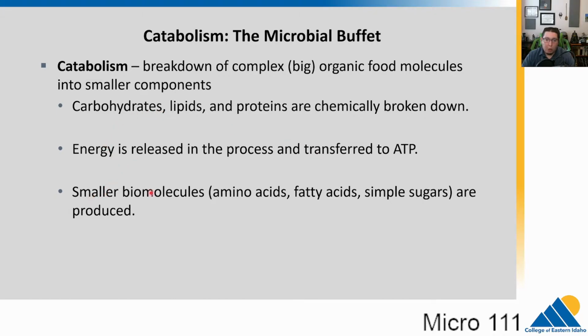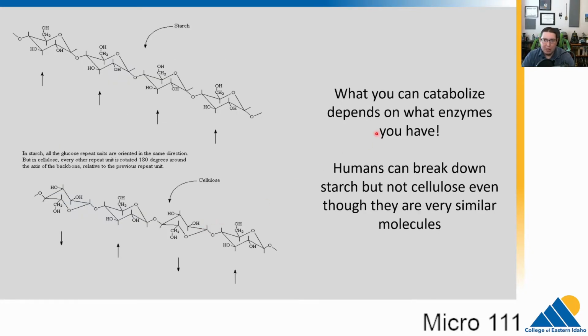Smaller biomolecules, amino acids, right? When you break down a protein, you release amino acids. When you break down fats, you release fatty acids. Something long like starch, when you break it down, you release simpler sugars like glucose. Those can be produced in the process. And what you can eat or what you can catabolize is dependent on what enzymes you have.